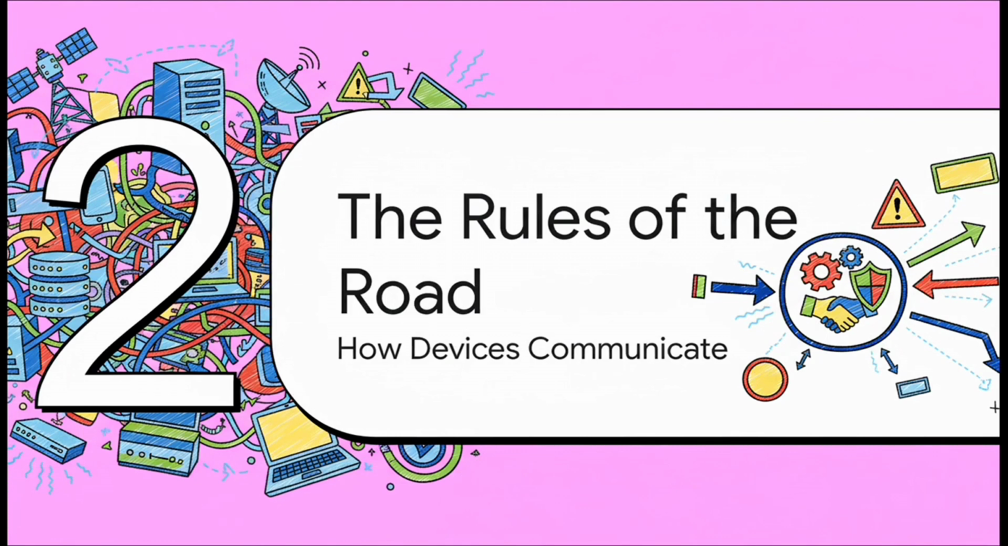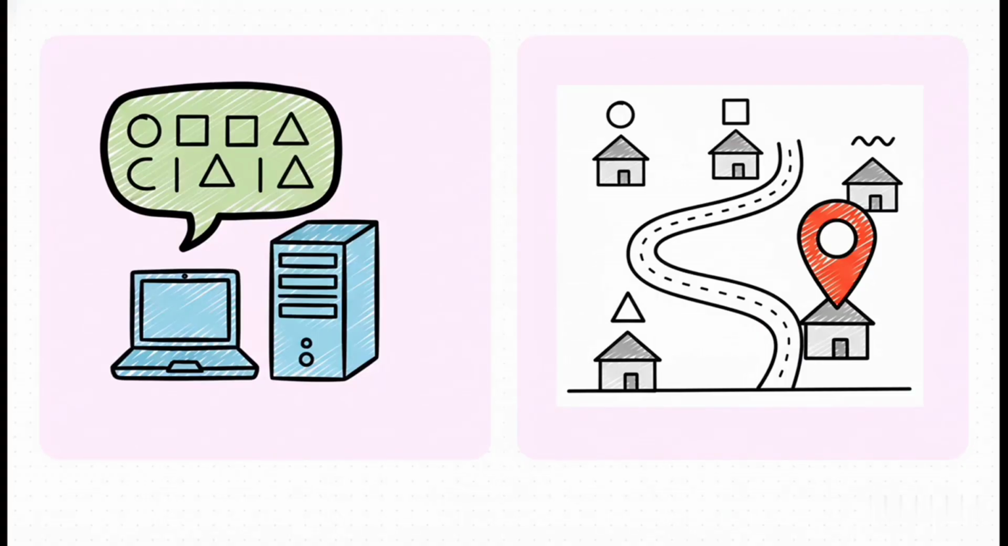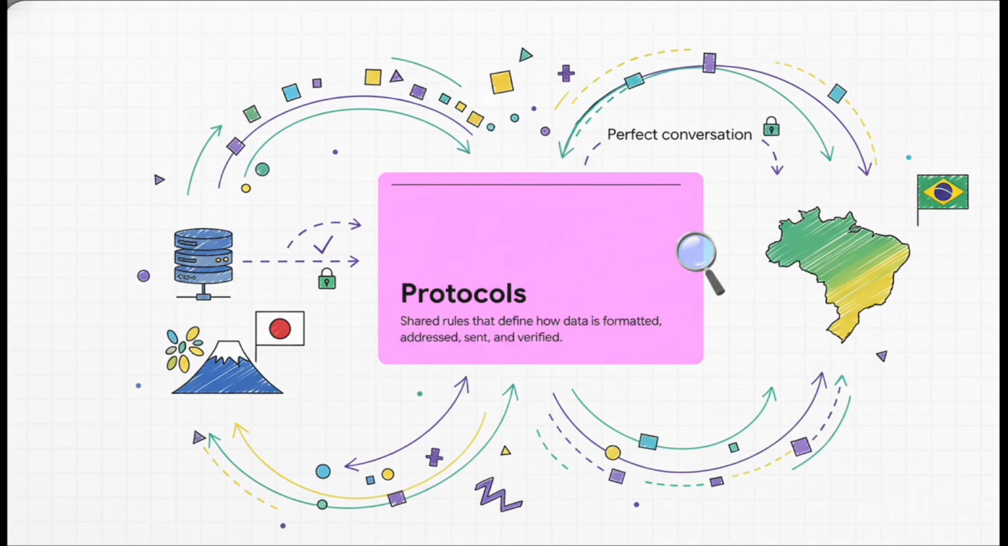Okay, so we have this massive global tangle of hardware. But how do all these different pieces of equipment made by totally different companies in different countries actually understand each other? Well, that's where the rules of the road come in. To make this whole thing work, there are two core rules we've got to understand. First, you have protocols. The easiest way to think of these is as the shared language everyone agrees to speak. And second, you've got IP addresses, which are basically the unique street address for every single device plugged into the network. Let's look a little closer at protocols.